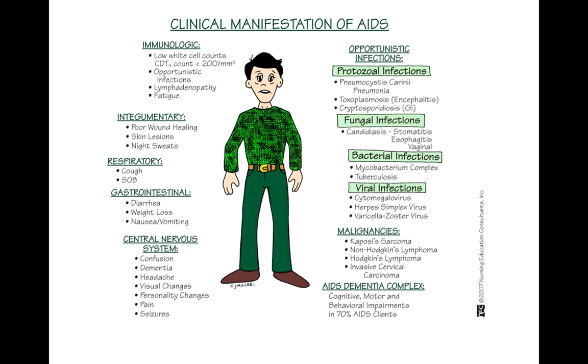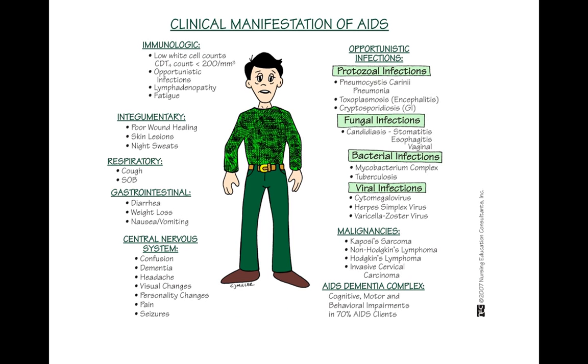Some clinical manifestations of AIDS. We talked about the definition of when it's actually called AIDS, and that's when their helper T cell count, which is the CD4 count, drops below 500. They have to be HIV positive, and they have to have an opportunistic infection.